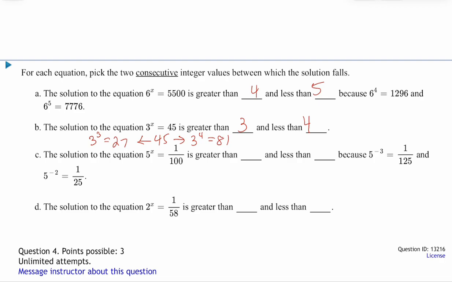Now, see, they've given us information. The fraction 1/100th is between 1/125th and 1/25. If you put those into a calculator, you would see it's smack dab in the middle. So this would be between -3 and -2.